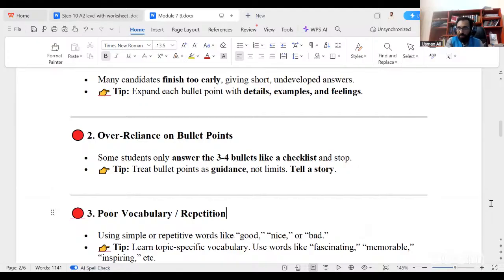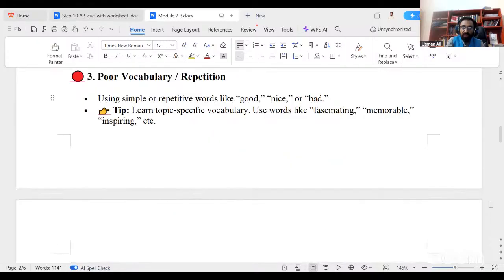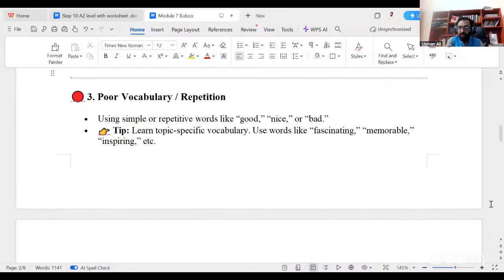So I don't say you must avoid them, but if you are using good, don't repeat it every time when the thing is good, when the situation is good, the boy is good. Use different sorts of words so that you can improve the quality of your answer.